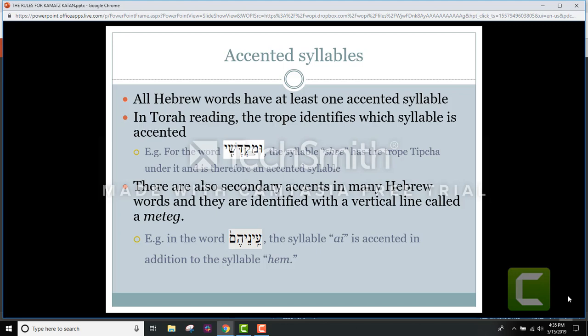There are also secondary accents in many Hebrew words, and they are identified with a vertical line called a meteg. For example, in the word enehem, the syllable a is accented in addition to the syllable hem. Hem has the trope, so it's the primary accent. And a has the meteg, so that's the secondary accent. So both of those syllables are accented, and then the other syllable, ne, is unaccented.